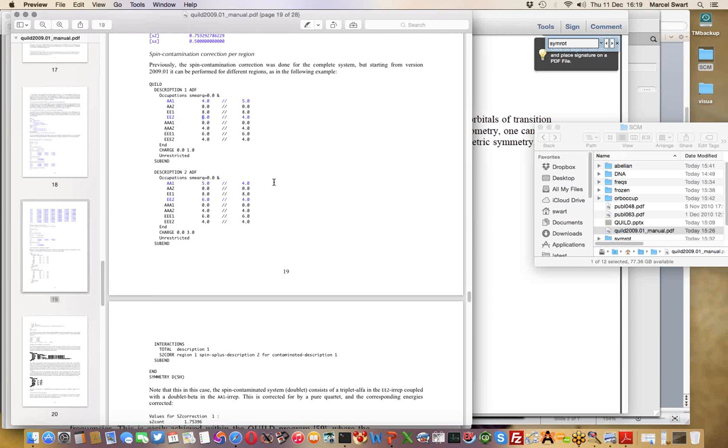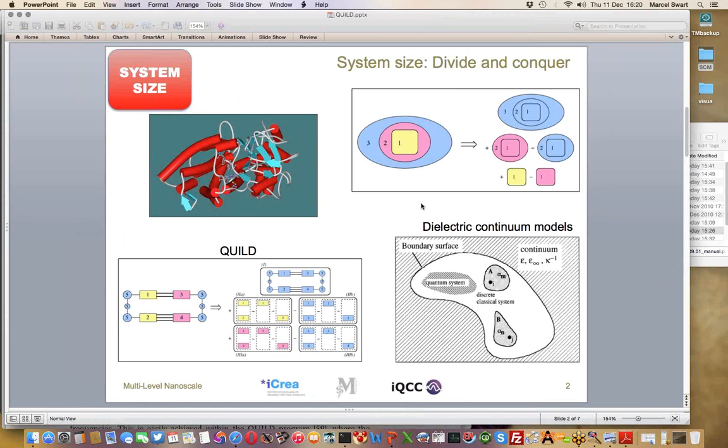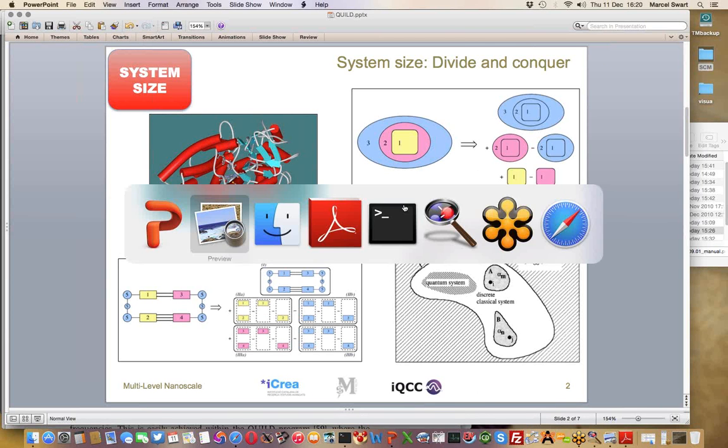And you can not only do this for the energy, but you can also do this for optimization. So you can optimize the geometry with a pure spin state. And as well you can do the frequencies. So you can obtain not only the energy, but also the geometry and the frequencies automatically. Just in the same way as you do for a multi-level scheme for the DNA or for some other system.